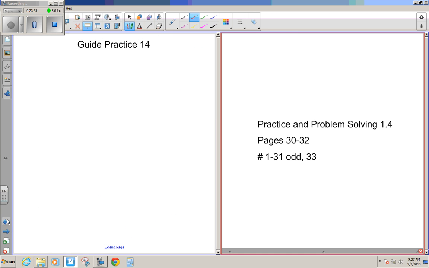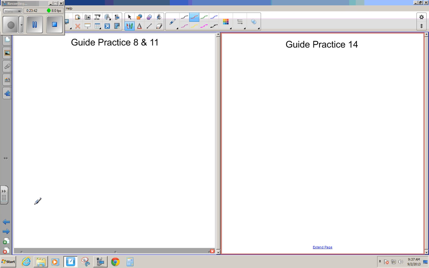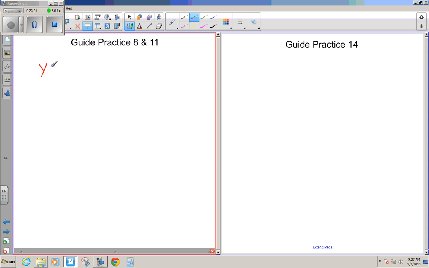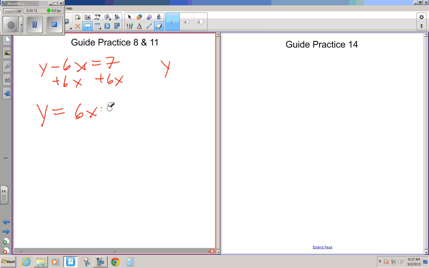All right. A couple more things here. Guided practice 8. Remember, you have to do all these guided practices, so you might as well get them under the way. Maybe even try them all and then see if you did number 8 correctly. So we've got to solve for y. Add 6x to both sides. And you already have your new equation.